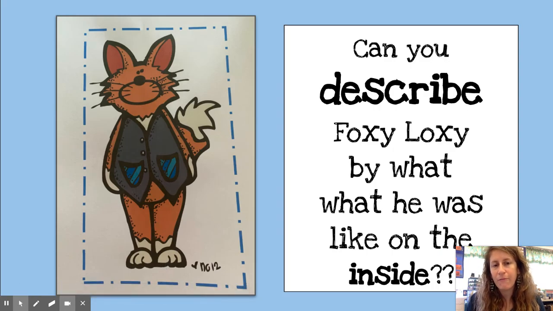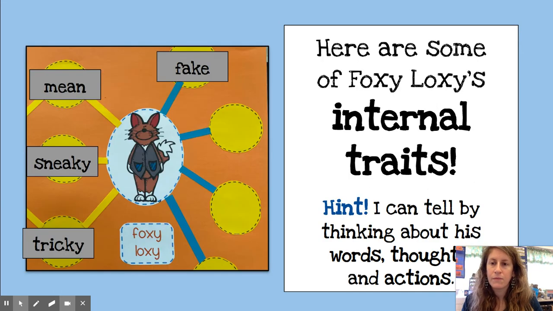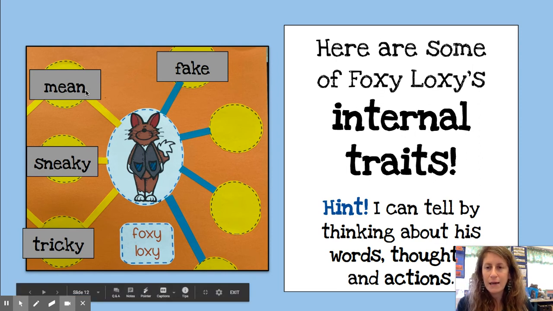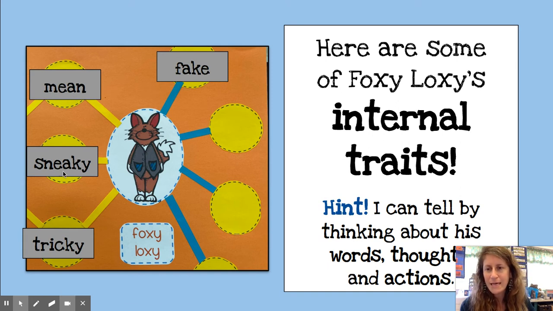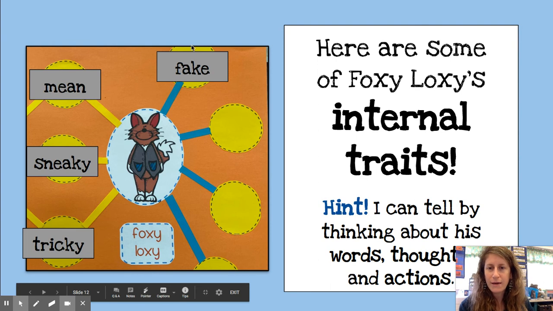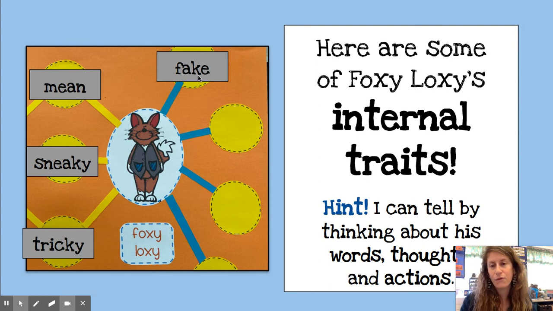Now, can you describe Foxy Loxy by what he was like on the inside? So by his words and thoughts. Here are some of Foxy Loxy's internal traits, what he was like on the inside. He was mean. He was going to eat those guys. He was sneaky and tricky, and he was fake. He acted like he was going to be their friend, but then he tricked them into going into his mouth. So those are his internal traits.